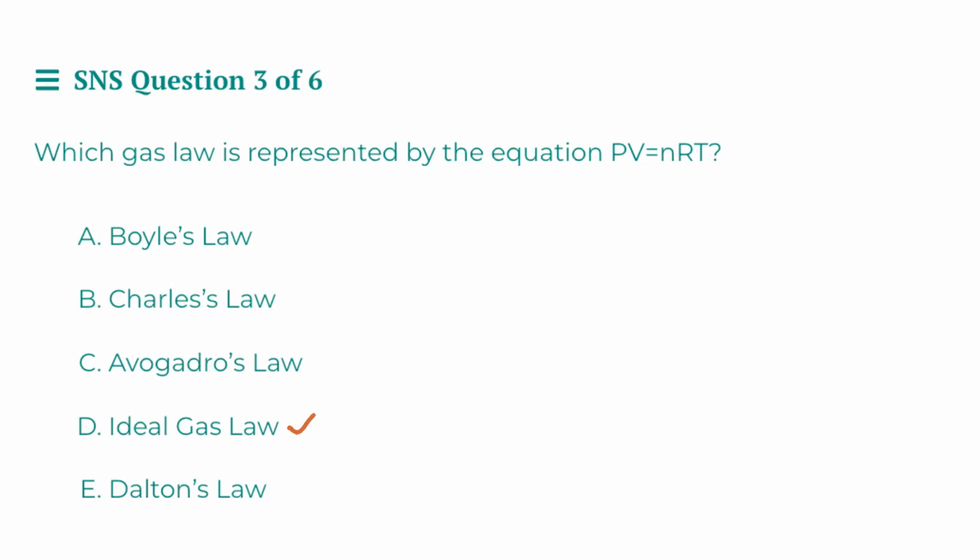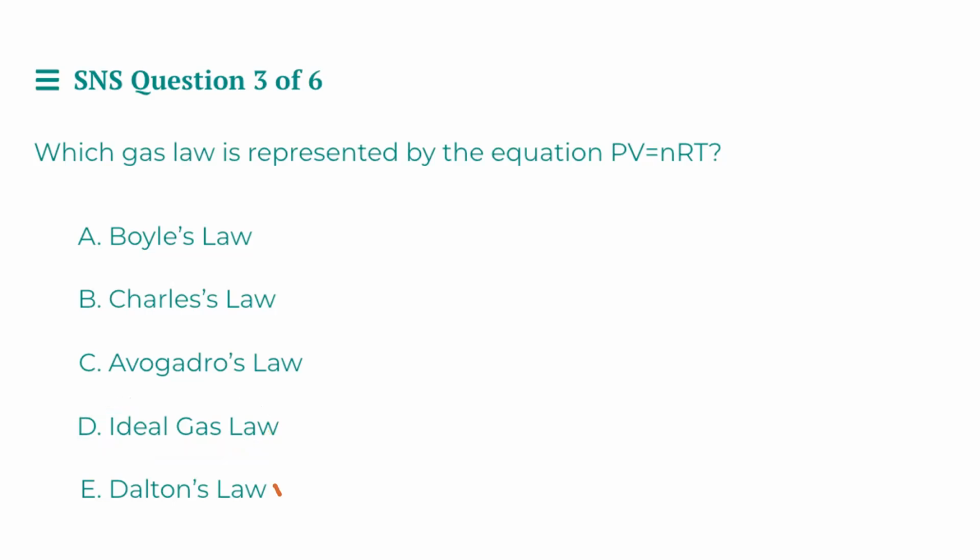Then we get to the ideal gas law, which is indeed our correct answer. The ideal gas law relates pressure, volume, the number of moles, the gas constant R, and temperature all into one single equation. And that is indeed what we see through the equation PV equals nRT. We have P and V representing the pressure and volume. We have n representing the number of moles, R representing the gas constant, and T representing the temperature. So again, answer option D is indeed correct. This is the law that is represented by the equation PV equals nRT.